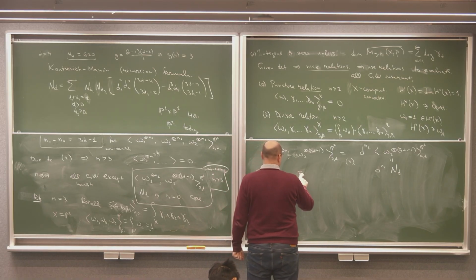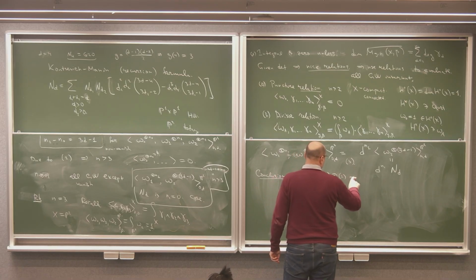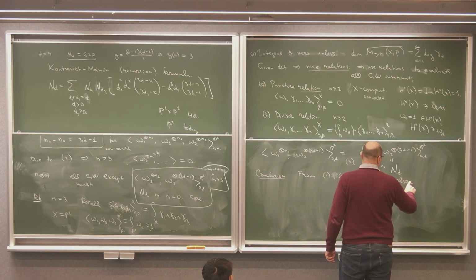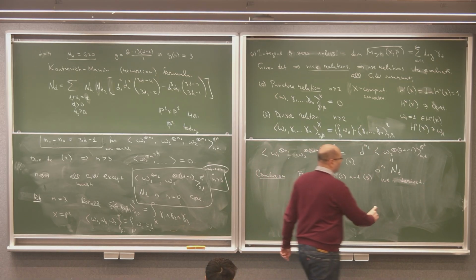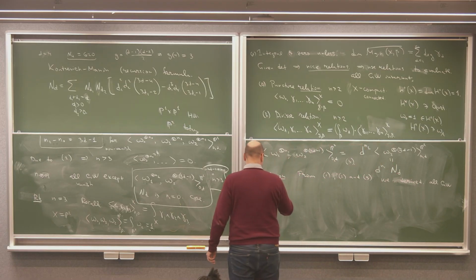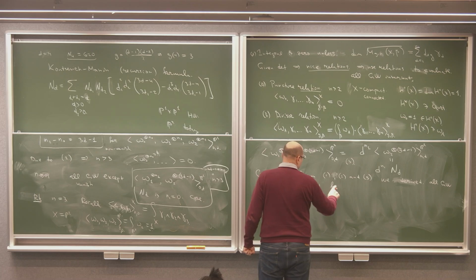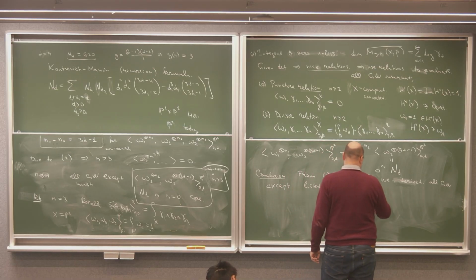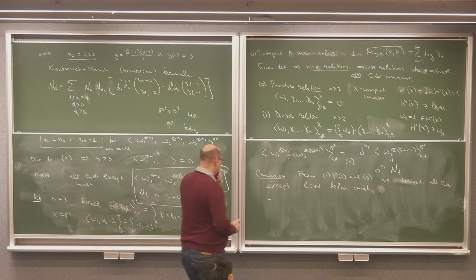So the conclusion from 1, 2, and 3: we derived that all Gromov invariants except the ones listed below vanish, and these are the ones that are not vanishing.